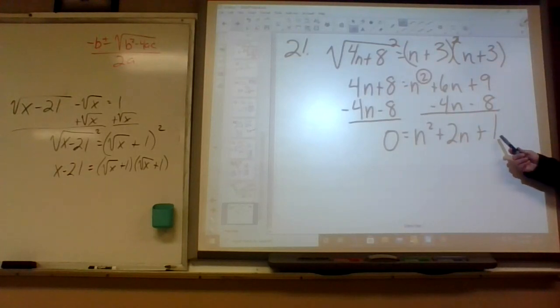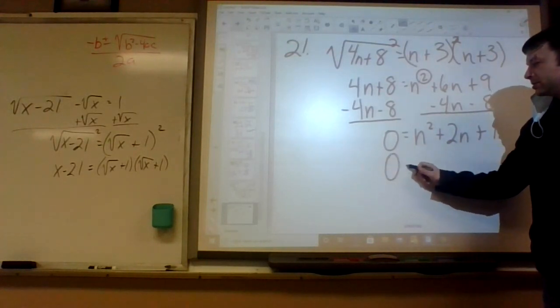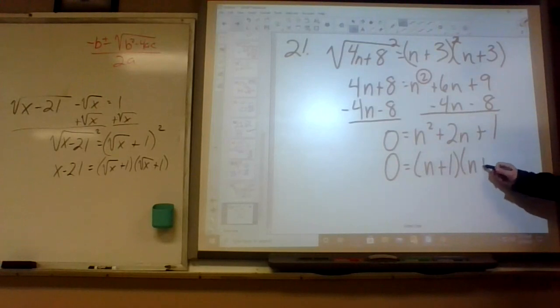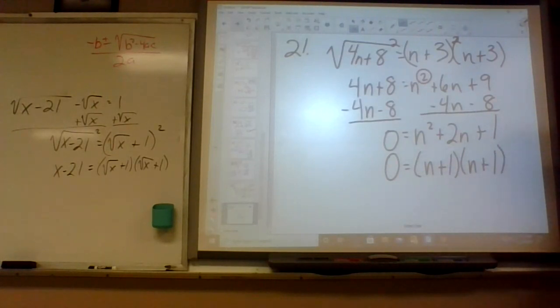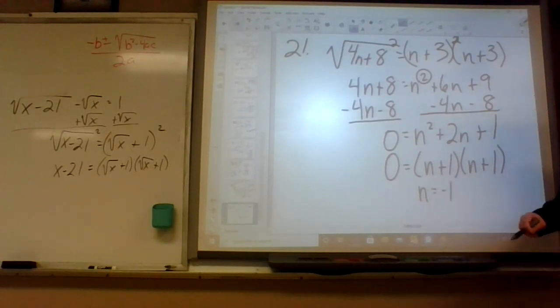So, what numbers multiply into 1 that add up to 2? 1 and 1. Okay, so what can n be? Negative 1. So I'm going to plug that back into the original and see if it works.